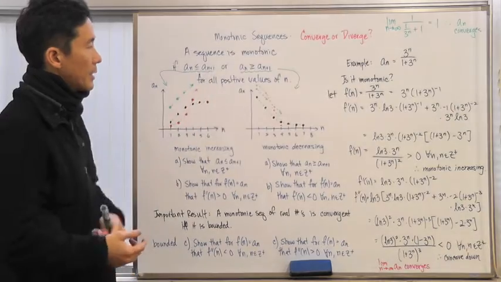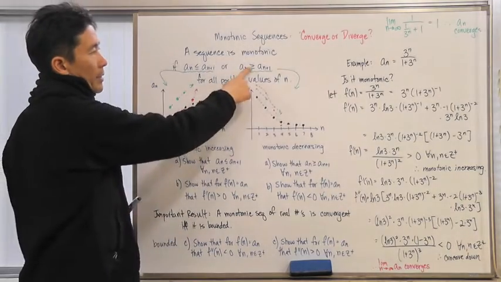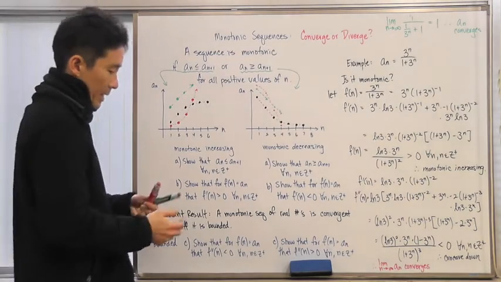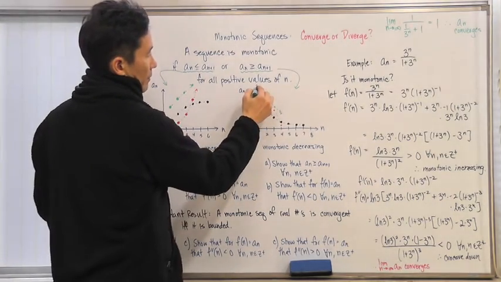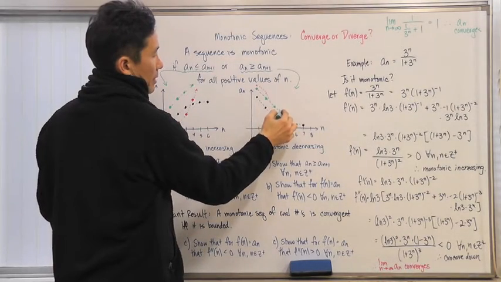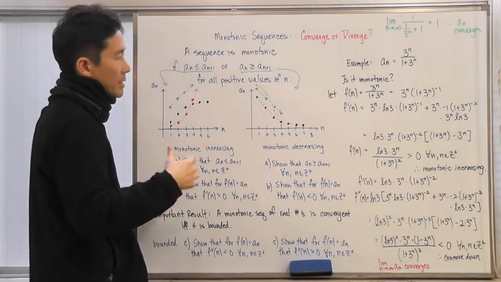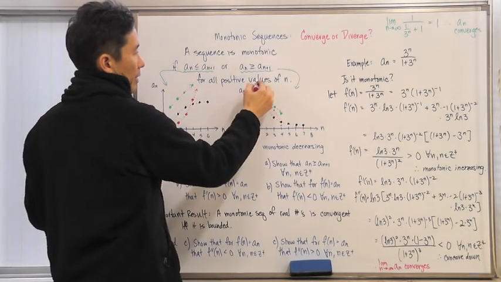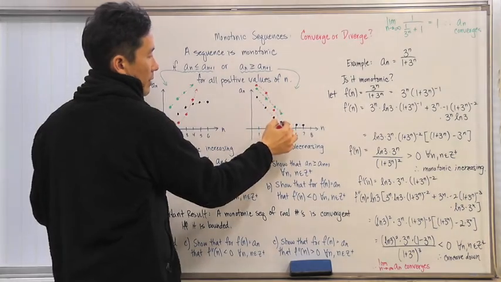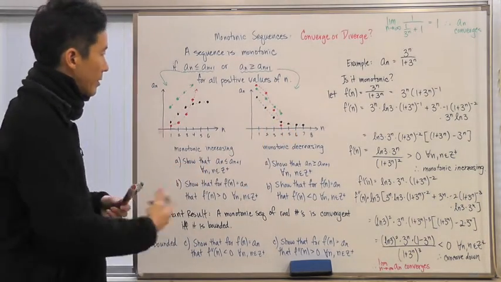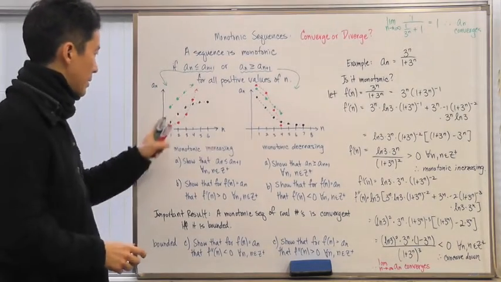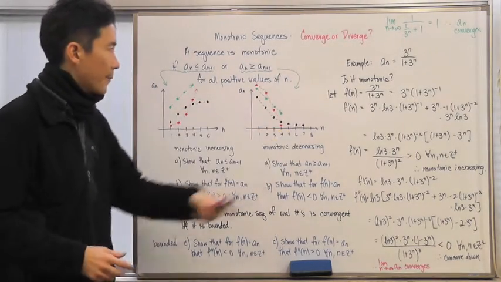Now, if I take a look at the second situation here, where a sub n is always going to be greater than or equal to a sub n plus 1, then notice that a sub 1 is always going to be greater than a sub 2, is always greater than a sub 3, is always greater than a sub 4, etc. And even in this case over here, a sub 1 is greater than a sub 2, which is greater than a sub 3, which is greater than a sub 4. And that would also work for the black dots representing the sequence here and here.